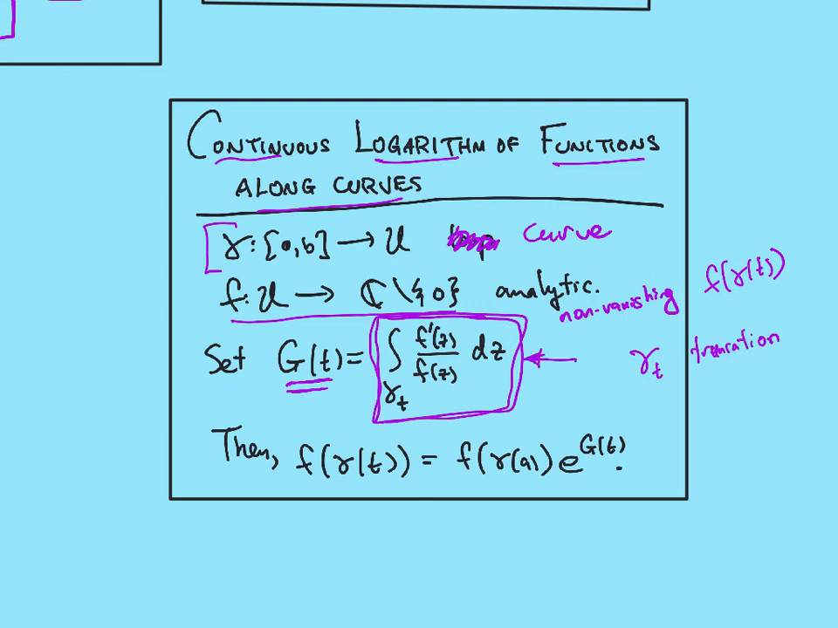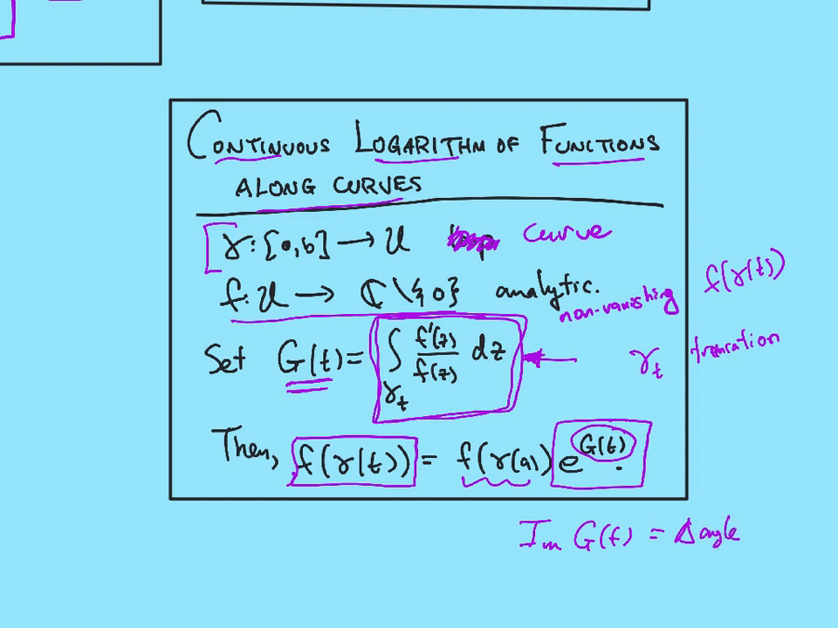And the argument to show it is very similar, so I won't go through it. But in the end, what we get is that f of gamma of t, so f along this curve, equals e to the g times its starting value. And this will keep track of how the angle of f, or the logarithm of f, changes. We're mostly concerned about how the angle changes because the real part of this will just be related to a natural log. So the most important thing here is that this imaginary part of g keeps track of the change in angle of f of gamma as you travel along the curve.